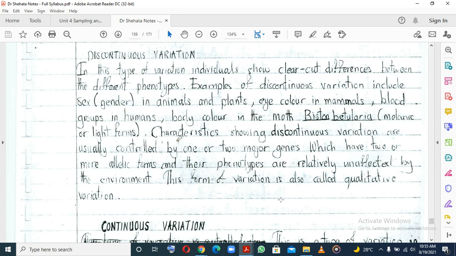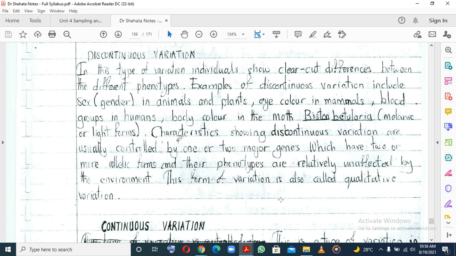And you'll see where the difference comes in with continuous variation. For discontinuous variation, there's a small number of genes involved, with either two or more allelic forms, and their phenotypes are relatively unaffected by the environment. So you can't say I'm female because I was born in Zambia. You wouldn't say that now, right? Whether you were born in America, if the zygote was female, irrespective of where you would be born, you'd still be female. So really, the environment doesn't affect discontinuous variation much. You don't say, had I been born in the US, my blood group would have been O. No, there's nothing like that.